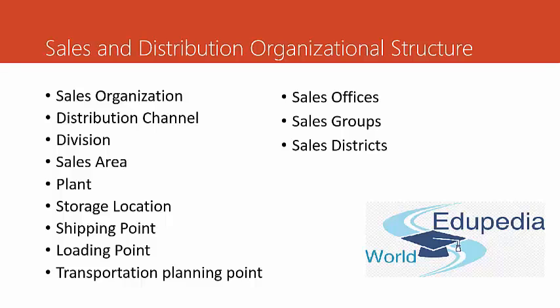The organizational element for setting up a plant and the plant assignments to other organizational elements such as storage location, shipping, receiving point, and loading point help us set up the distribution structure. This structure defines where and how the goods will be stored and how they will be shipped to the customers.